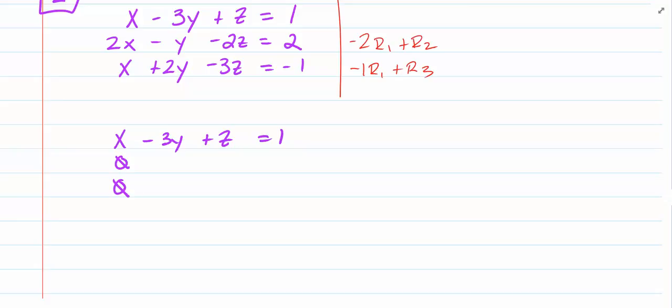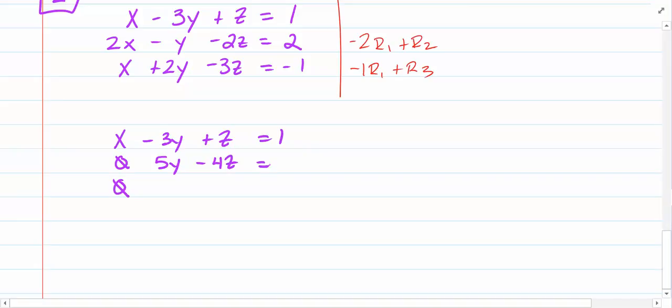Positive 6y minus y is what? Positive 5y? Yeah. Okay, good. -2 times z. -2z minus 2z. -4z. Good. Equals -2 times 1. -2 plus 2. 0. Very good.